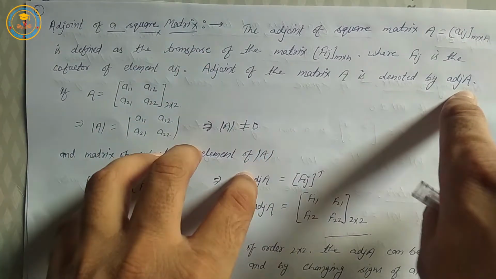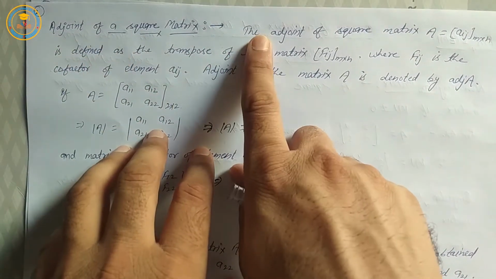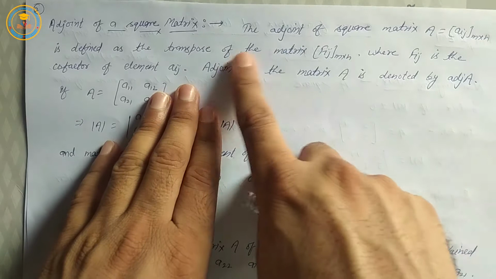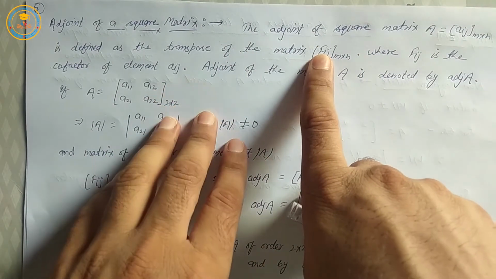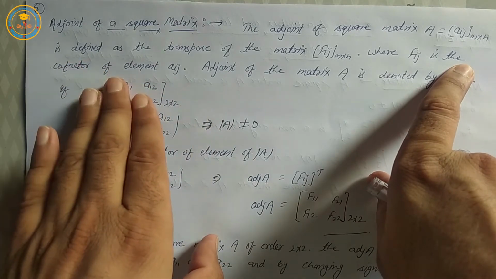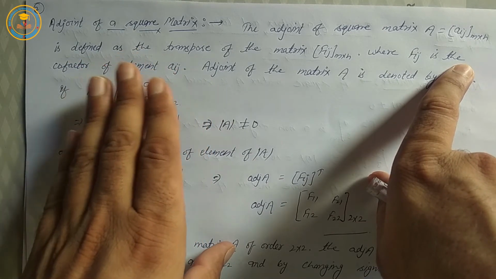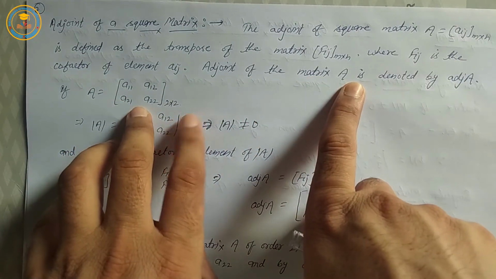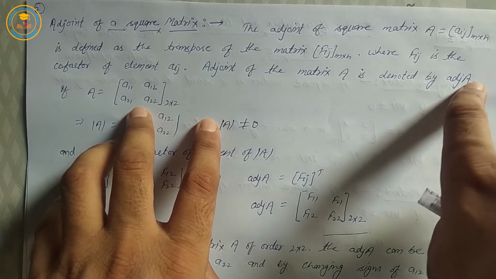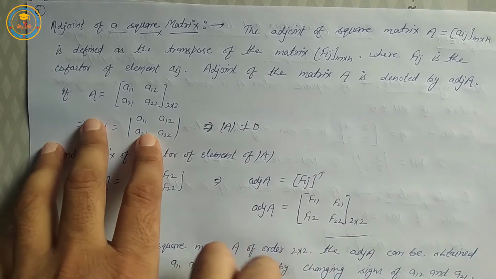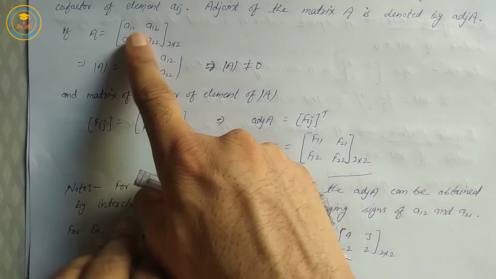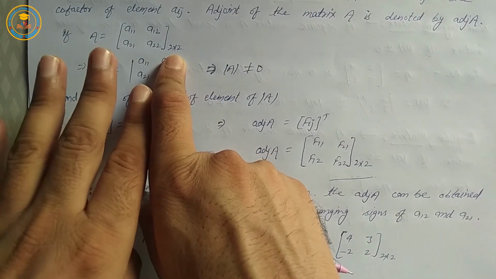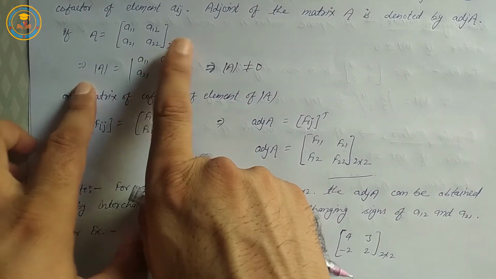Again, definition of adjoint A. The adjoint of a square matrix A equal to [Aij] is defined as the transpose of the matrix [Fij], where Fij is the cofactor of element Aij. The adjoint of matrix A is denoted by adj A. For example, if square matrix A is equal to [A11, A12; A21, A22], the order of matrix A is 2 by 2, which means square matrix.